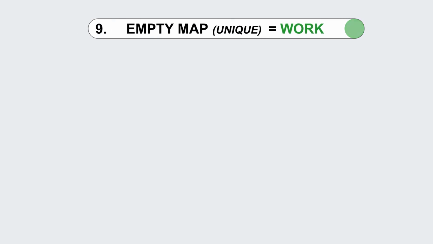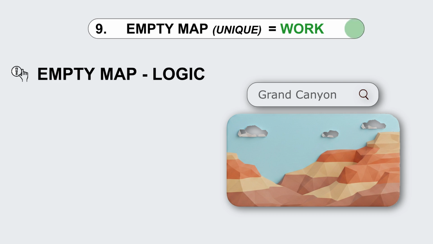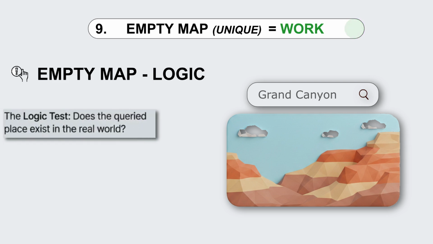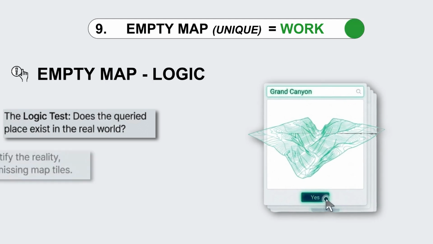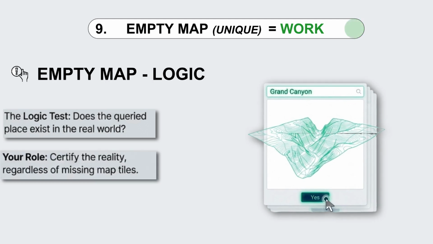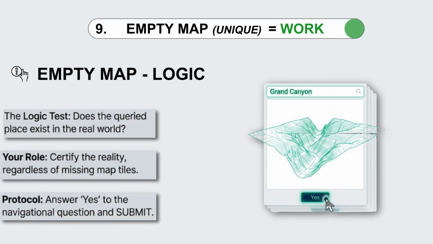The final, most difficult test of the green zone is the empty map. Imagine the query is for the Grand Canyon, but the map is 100% blank white. Your heart starts racing. You want to hit the release button, don't you? Wait, think about the rules. Remember in video 2, we discussed the bullseye approach? If a user searches for this landmark, ask yourself, does it exist in physical reality, regardless of what the map shows you? The answer is yes to the navigational query question, because you are certifying that the place exists.